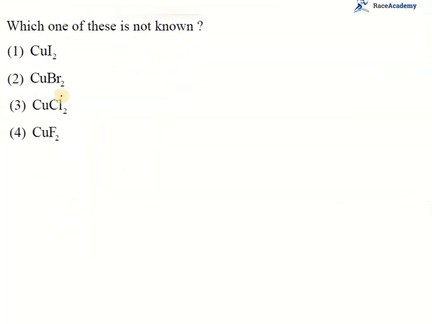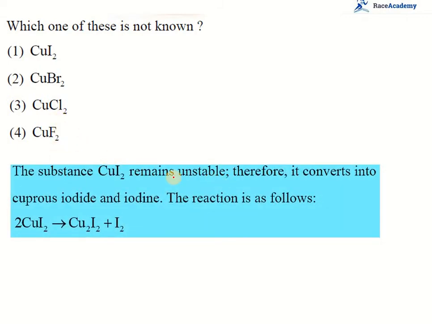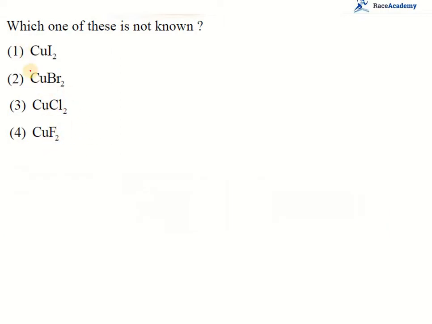Which one of these is not known? Usually cupric iodides are unstable. Therefore, they convert into cuprous iodide and iodine. That is the reason why we are saying they are not known.